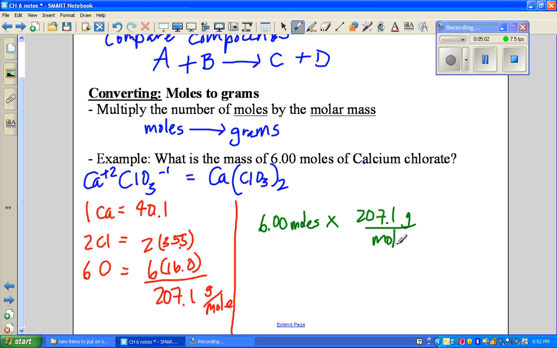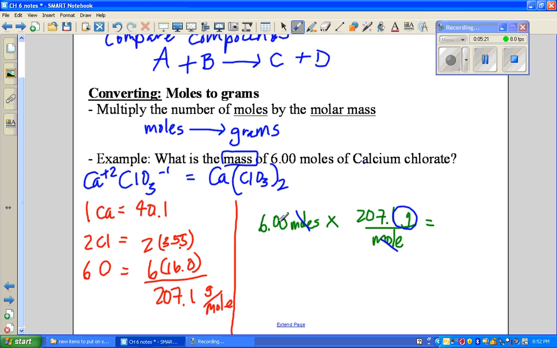Make sure you're writing down all your units so you can see how they cancel out. And if I take a look at how these do cancel out, I have moles on top and I have moles on bottom. I'm left with grams, which when I read my question, it says, what is the mass? And that is going to be what I am looking for. So I have done that correctly.